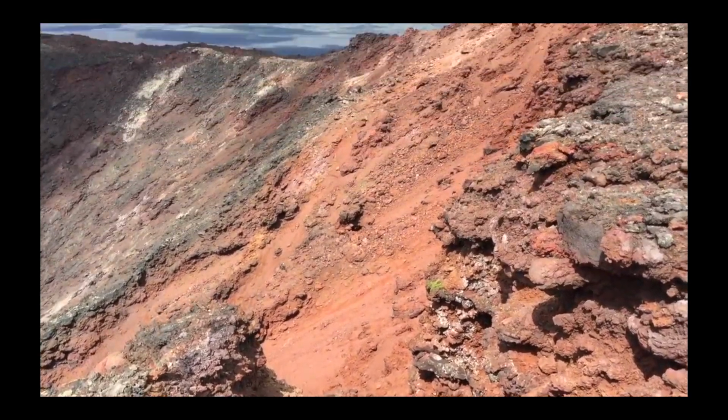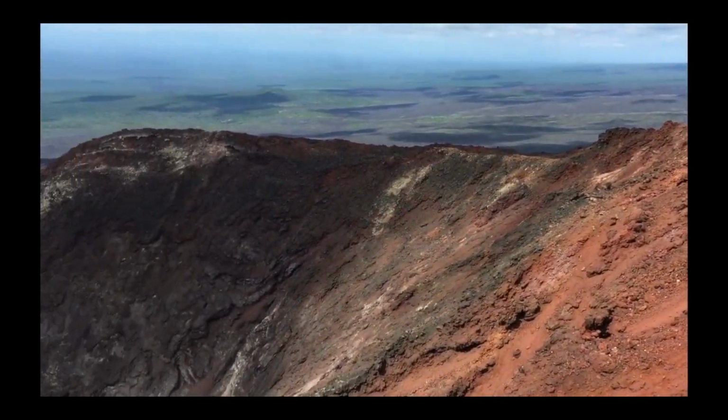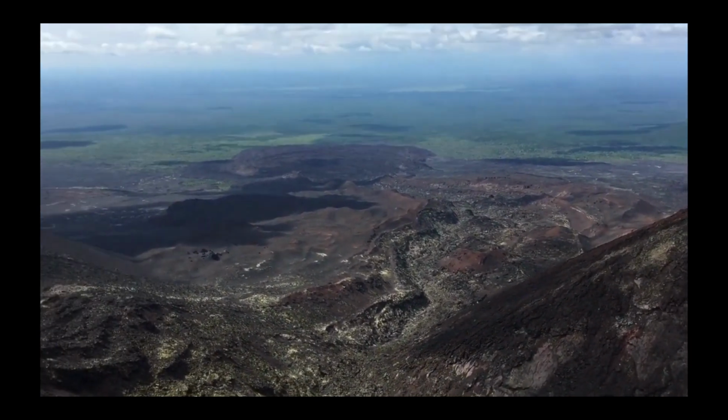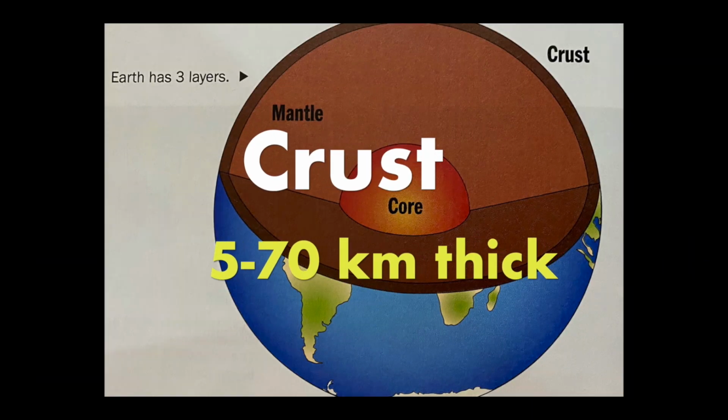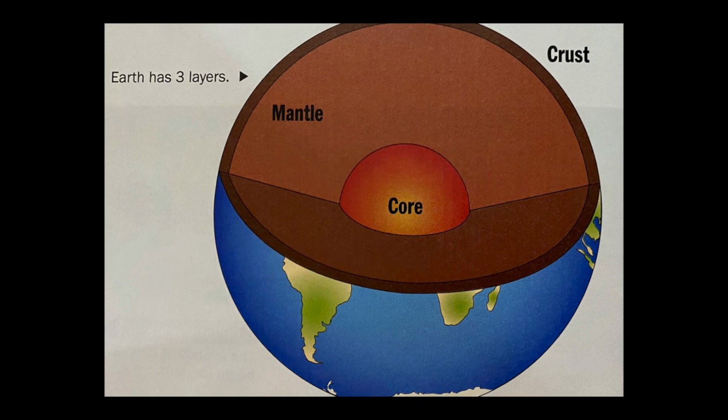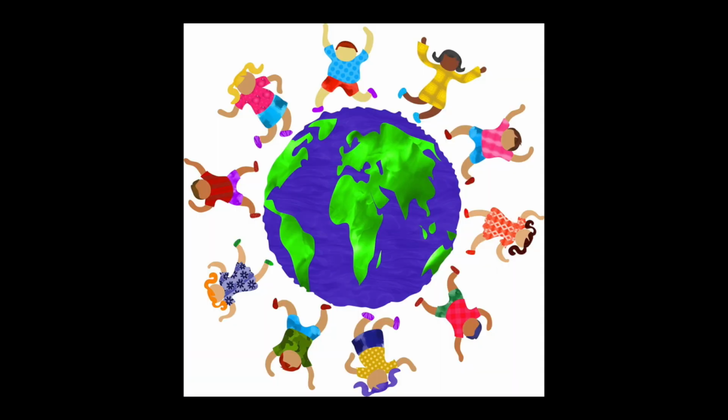The thin outer layer of the Earth is called the crust. The crust is thick in some places and thin in other places. The crust is made up of loose rocks and soil. Under the rocks and soil, the crust is solid rock. We live on the crust.